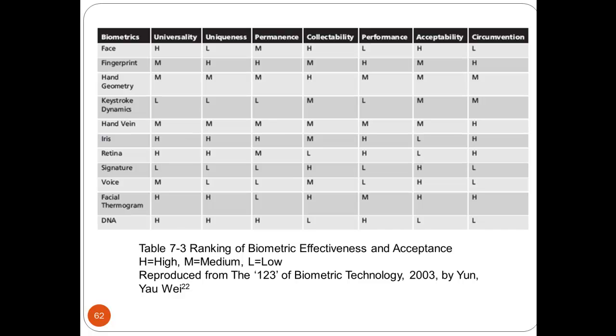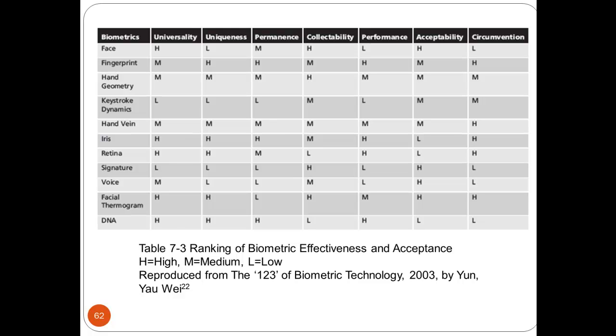Nice graphical representation here of the basic types of biometrics: face, fingerprint, hand geometry, keystrokes, hand vein, iris, retina, signature, voice, facial recognition, and DNA. How universal they are, how unique or accurate they are, collectability, performance, acceptability, and so forth. These are things that you want to take into consideration, and you may want to actually get input from your users before you go out and invest a lot of money on it.